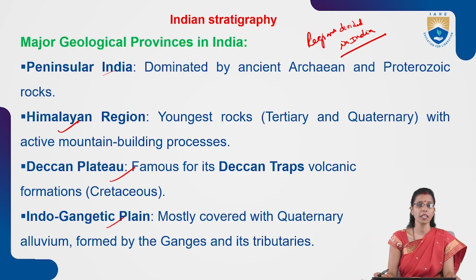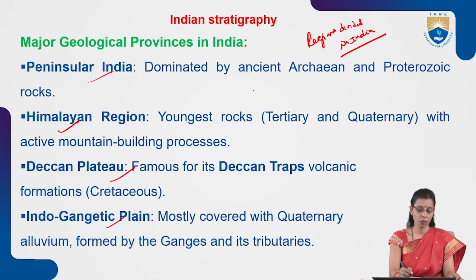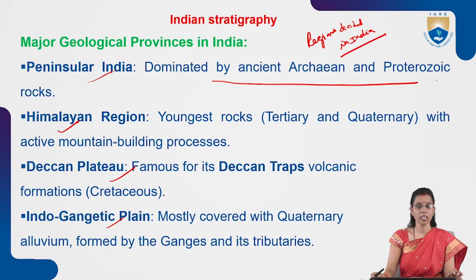That is peninsular India, we have a Himalayan region, we have a Deccan Plateau, we have an Indo-Gangetic Plain. So let us see what is this peninsular India. Peninsular India is dominated by the ancient Archean and Proterozoic rocks. Archean. So what is the Archean age?